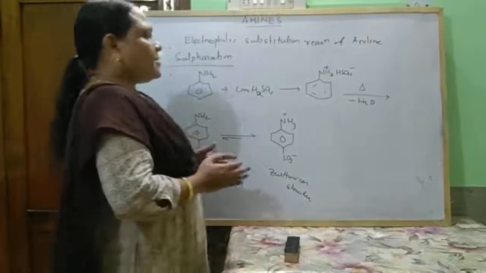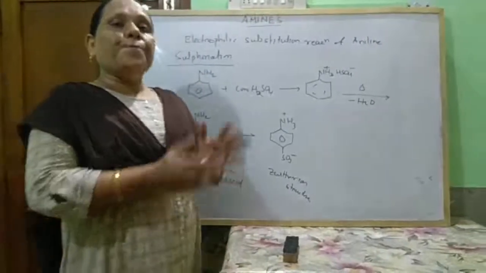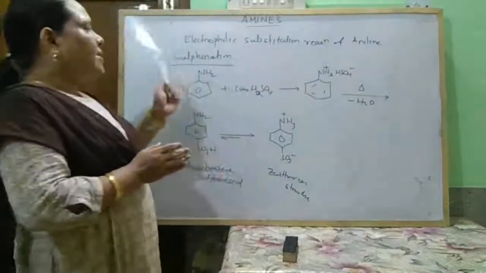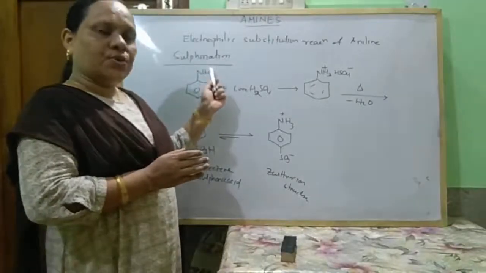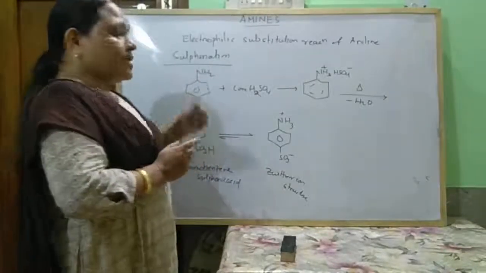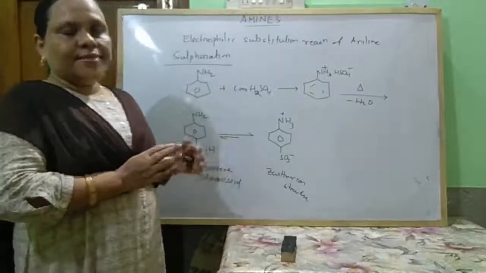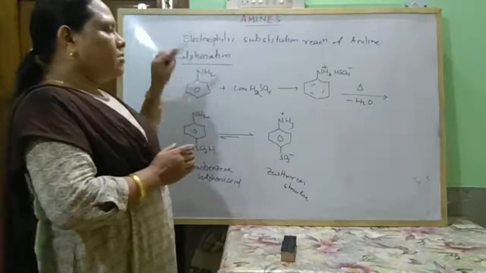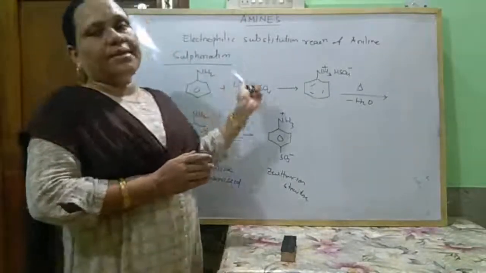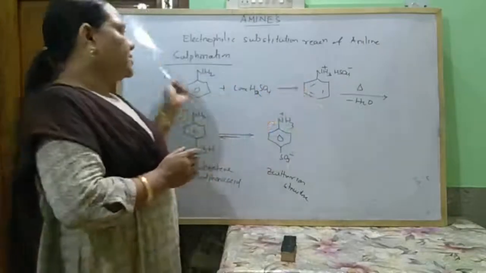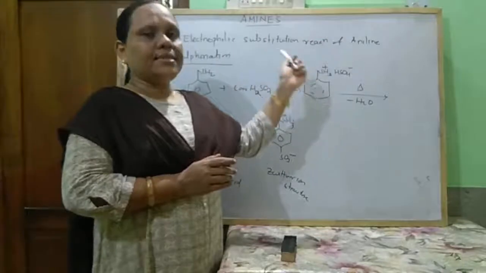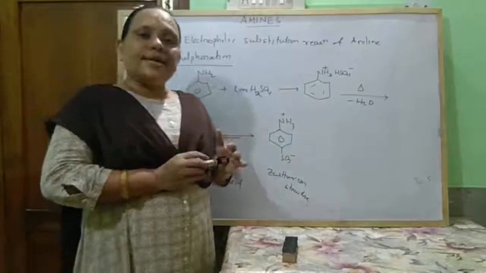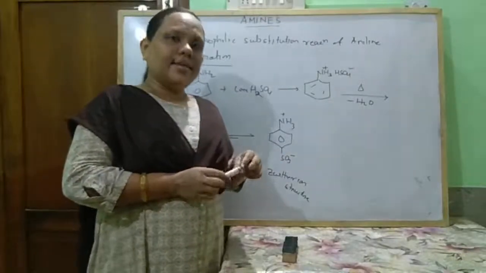Next, aniline does not undergo Friedel-Crafts reaction. So why does it not undergo Friedel-Crafts reaction? Because aniline has the NH2 group, which is basic, and when the Friedel-Crafts reaction takes place in the presence of a Lewis acid, either anhydrous aluminum chloride or ferric chloride, aniline forms salts or compounds with these Lewis acids. So this is a Lewis base, it forms a salt with Lewis acids. In this way, it does not undergo Friedel-Crafts alkylation and acylation. Okay.